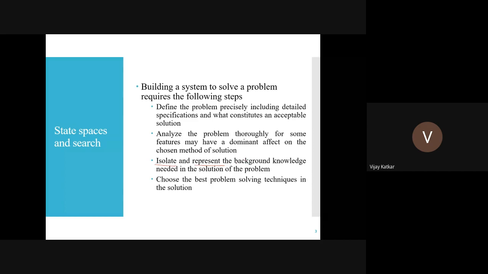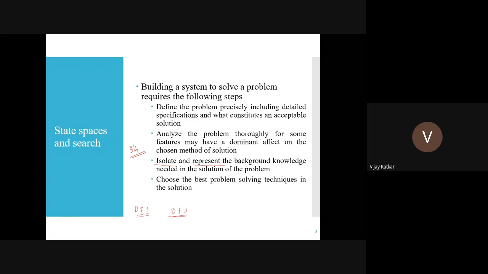And once it is done, choose the best problem solving method or technique. Means there can be multiple techniques. You can come up with 3 or 4 different techniques. Likewise, today we will be seeing that to solve a water jug problem, there are 2 methods. One is a breadth first search method, another is a depth first search method.